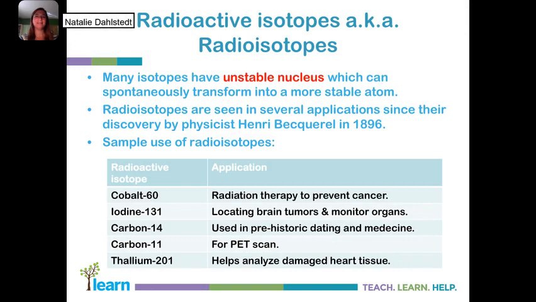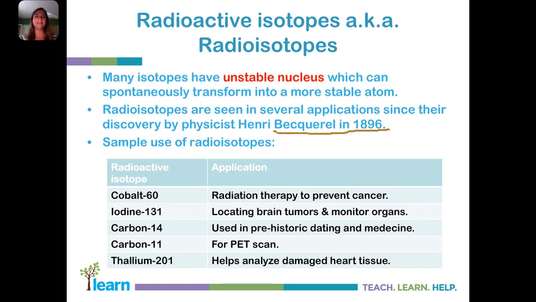Some known isotopes are rather unstable and will spontaneously transform into a more stable atom. We call those radioactive isotopes or radioisotopes. They have had several applications since they were discovered by the physicist Henri Becquerel in 1896. Here are a few applications.